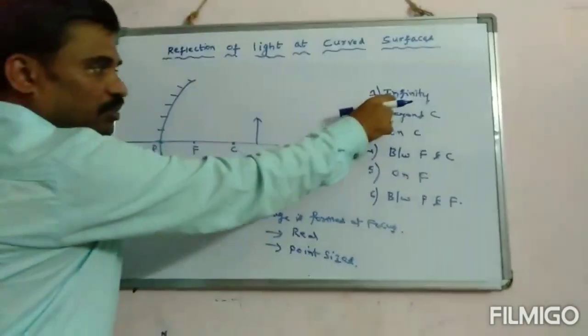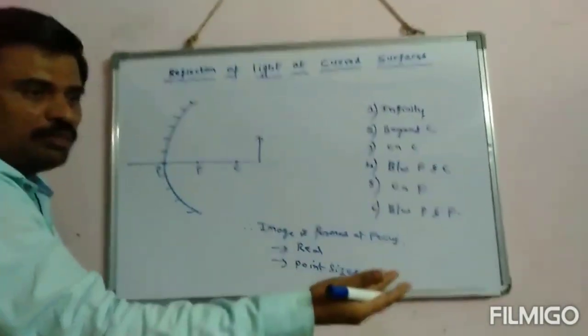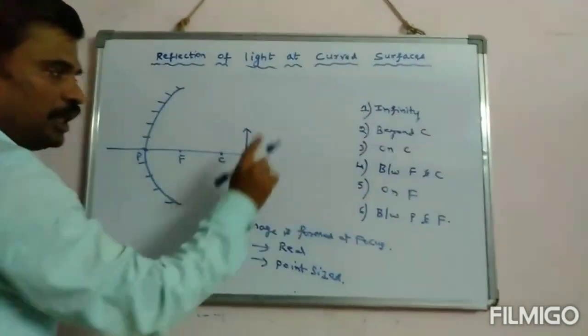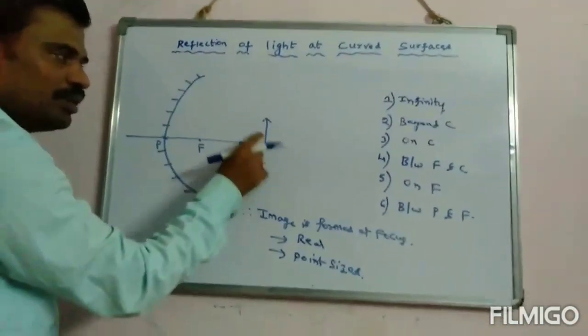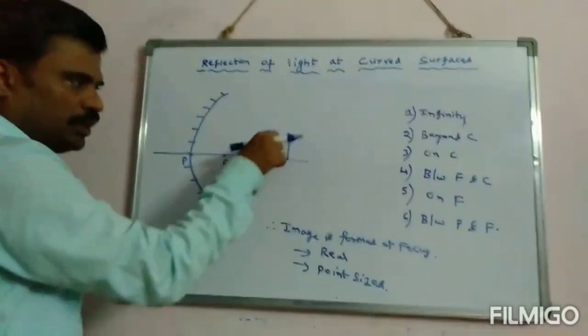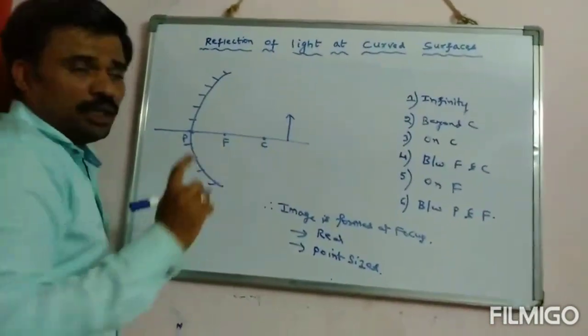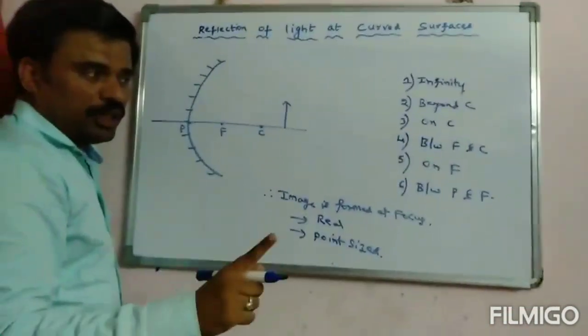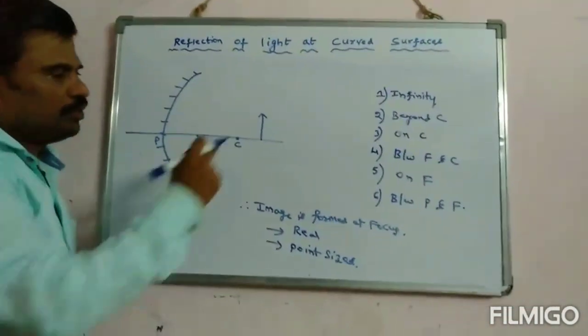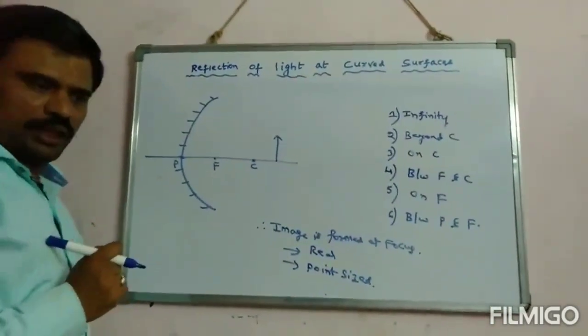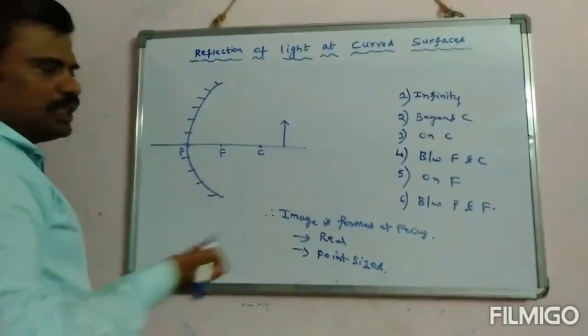In the previous case, at infinity, I did not show anything, but the object is at infinity. Now the object is beyond C, hence I am going to show the object with the help of an arrow mark. How many rays do we require? Two rays are required for drawing the ray diagram. What rays will I choose?